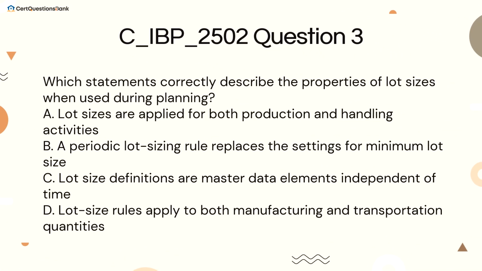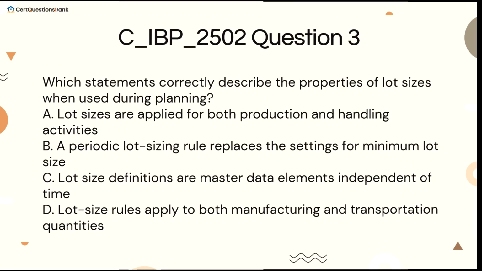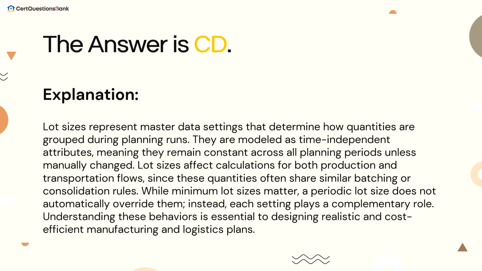Which statements correctly describe the properties of lot sizes when used during planning? A. Lot sizes are applied for both production and handling activities. B. A periodic lot sizing rule replaces the settings for minimum lot size. C. Lot size definitions are master data elements independent of time. D. Lot size rules apply to both manufacturing and transportation quantities. The answer is CD.